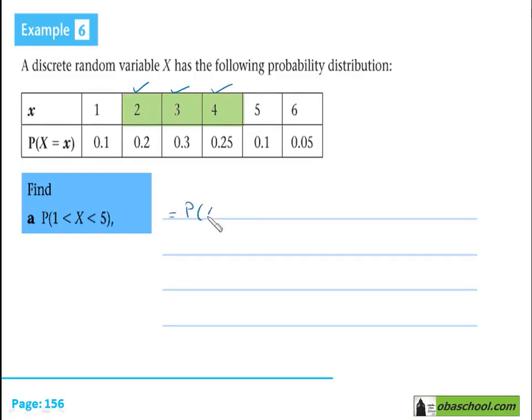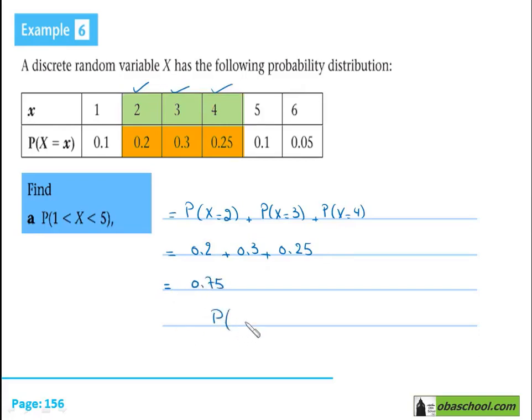Probability of x equals to 2 plus probability of x equals to 3 plus probability of x equals to 4. These satisfy the relation that x is bounded between 1 and 5. The corresponding probability for x equals to 2 is 0.2, plus probability for x equals to 3 is 0.3, plus probability for x equals to 4 is 0.25. The total is 0.75. So, the probability when x is bounded between 1 and 5 equals to 0.75.